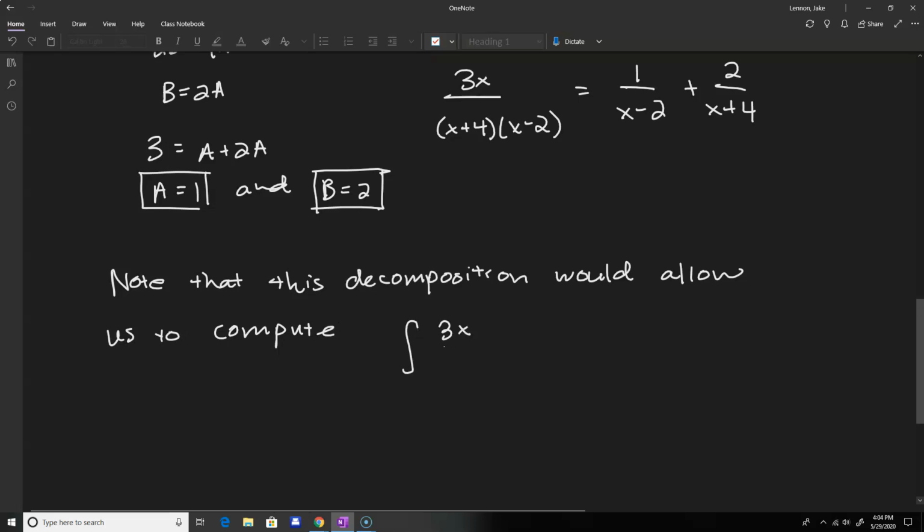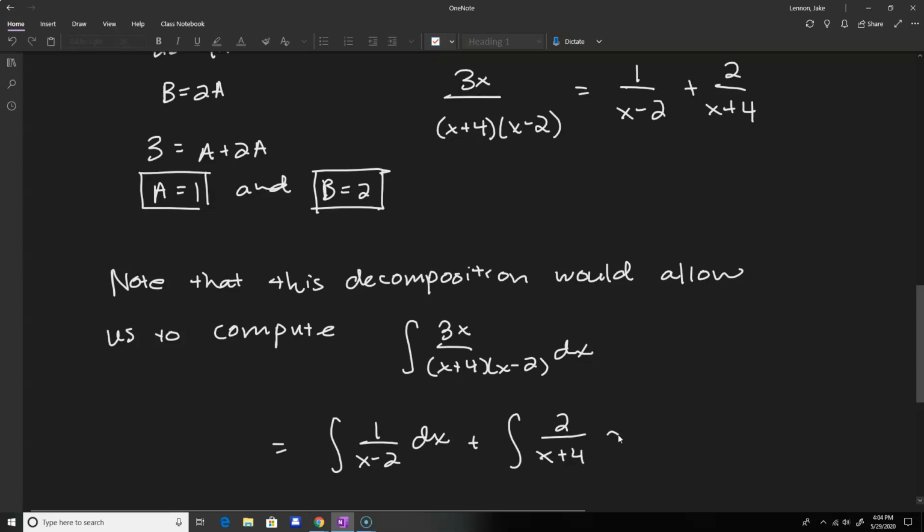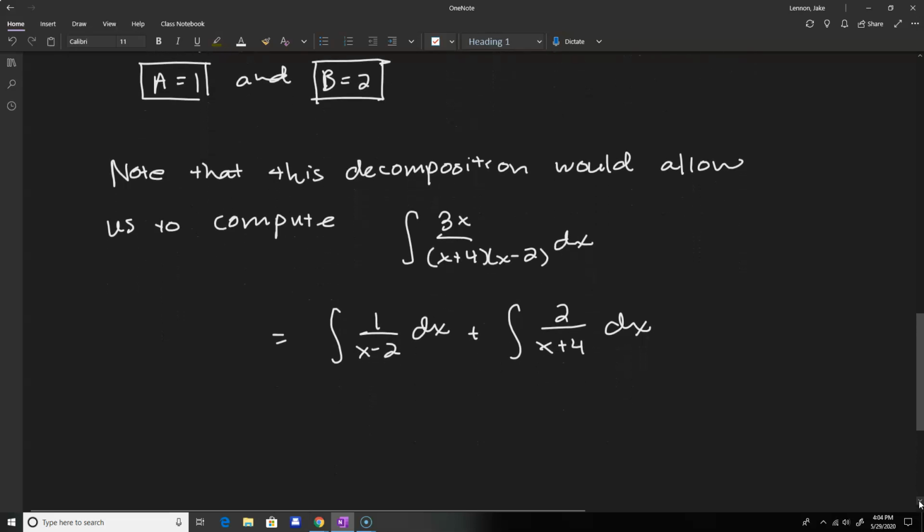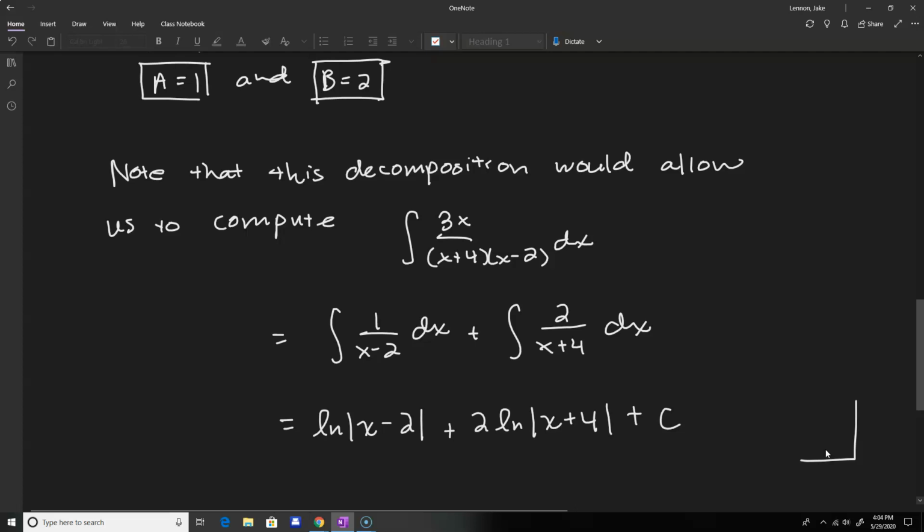So the integral of 3x over x plus 4 times x minus 2 would be the same thing as the integral of 1 over x minus 2 plus the integral of 2 over x plus 4. And those substitutions are very easy. If you let u equal x minus 2, du is the exact same thing as dx. So the substitution isn't contributing anything that's going to change the constant that you're multiplying by. So these would just become the natural log of the absolute value of x minus 2 plus 2 times the natural log of the absolute value of x plus 4 plus a constant of integration. And that would be it for actually taking this partial fractions decomposition and finding the indefinite integral.